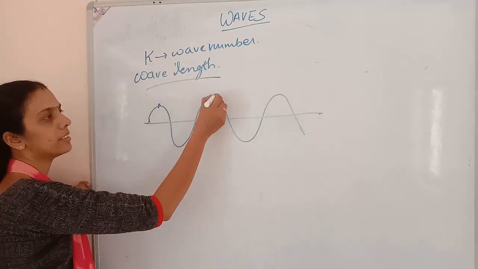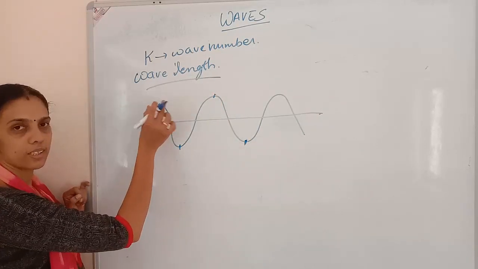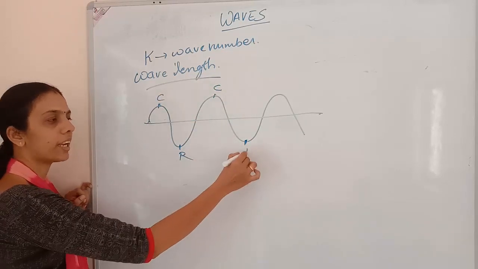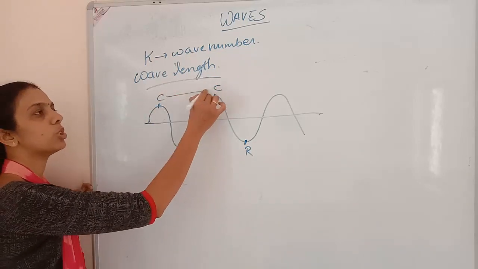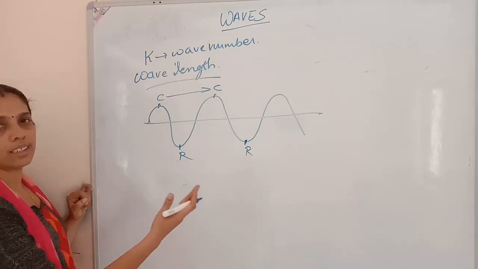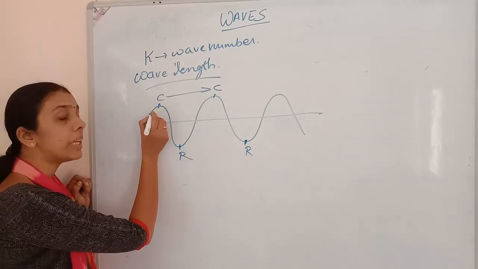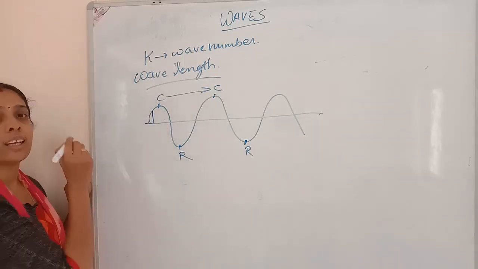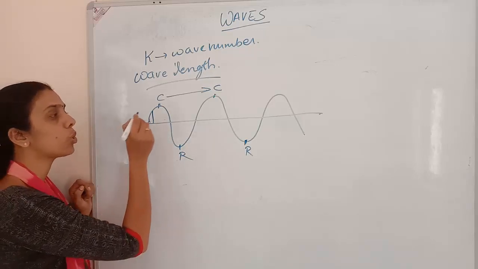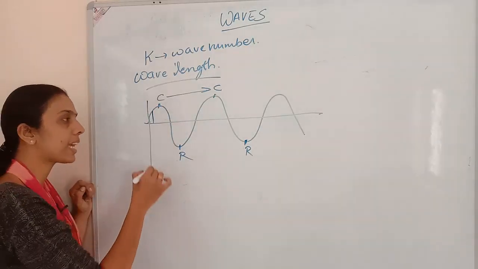This is called a trough. This is called a crest. Otherwise we can say this will be the regions of compressions and this will be the regions of rarefaction. The distance between two consecutive compressions or rarefactions is called the wavelength, or we can say the minimum distance between two consecutive points having the same phase. Phase means the same phase angle.